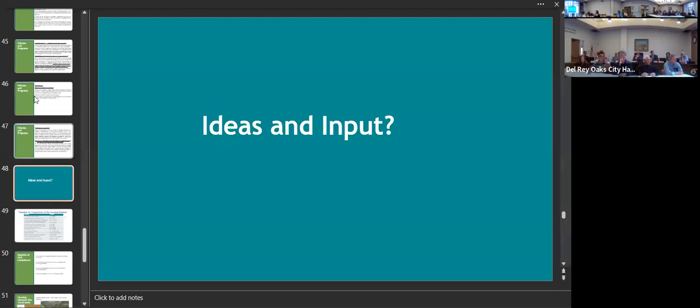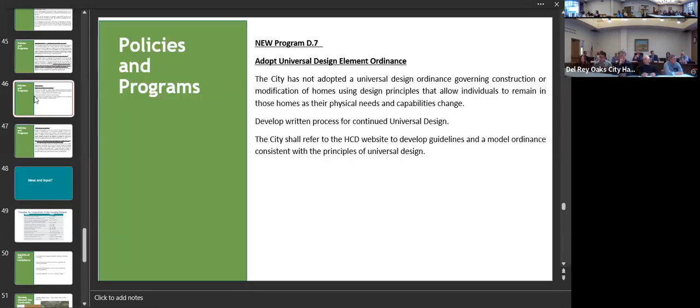Oh, there's one more, but it is basically, adopt a universal design element ordinance, and this was brought up on the May 3rd meeting. And if you adopt a universal design ordinance, you're governing the construction and modification of homes using design principles that can help people to remain in their home because it helps their physical needs, things like that.